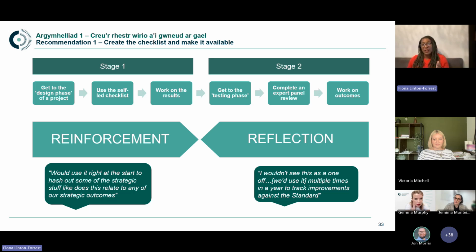So they'd go through the checklist and expect there to be lots of no's, but have a good idea of where they needed to improve. And then for the reflection side, they said that they could use it potentially in retros or at stage gates to work out how closely they were aligning on an ongoing basis.